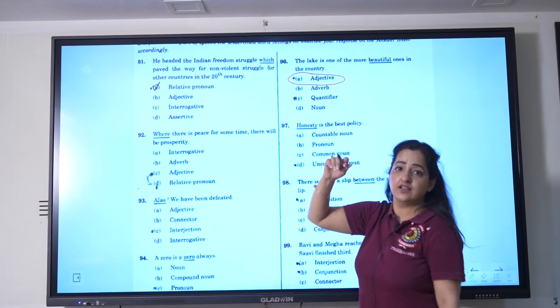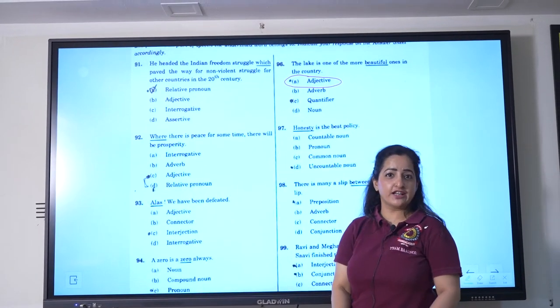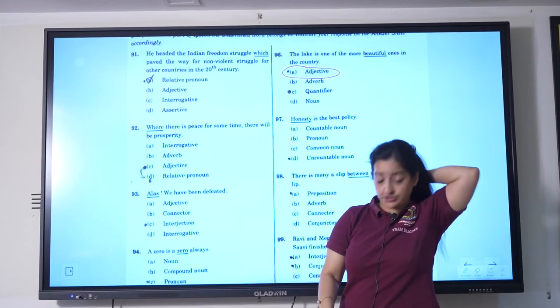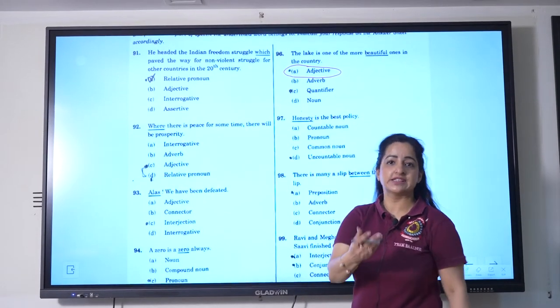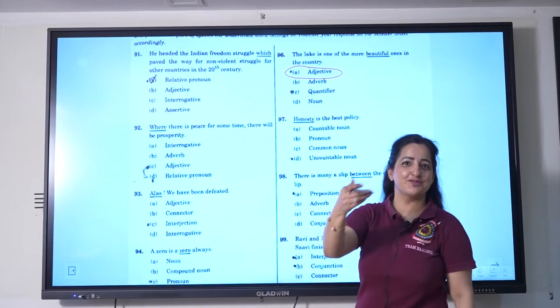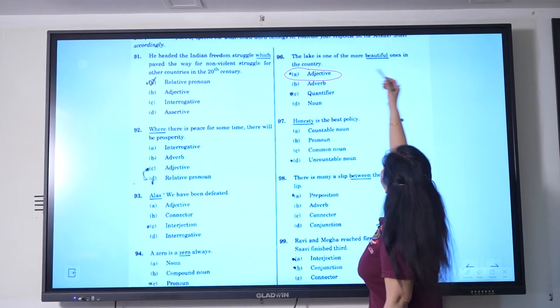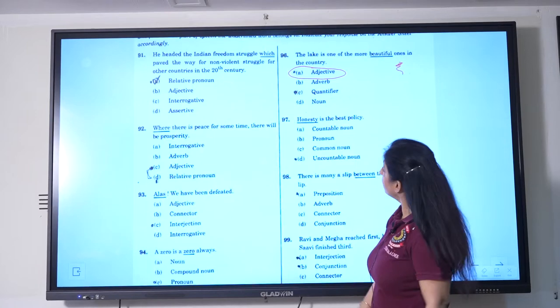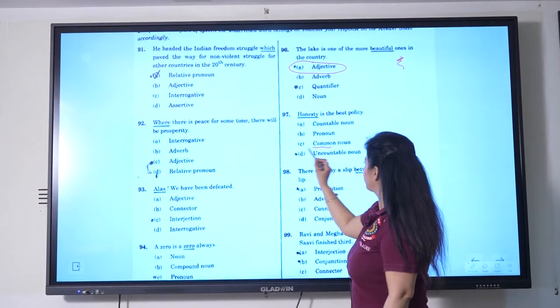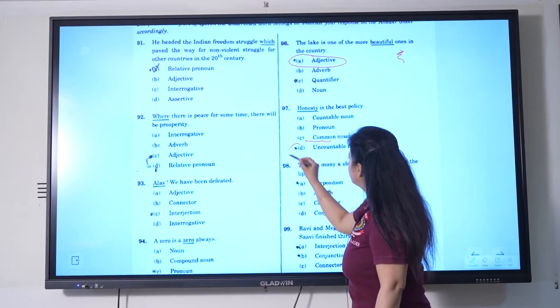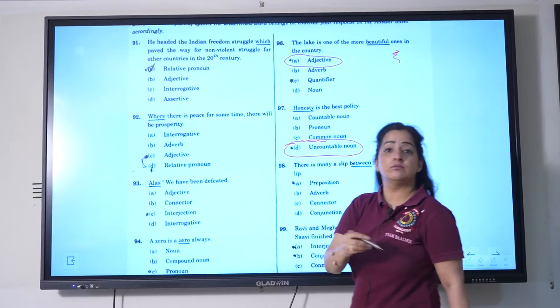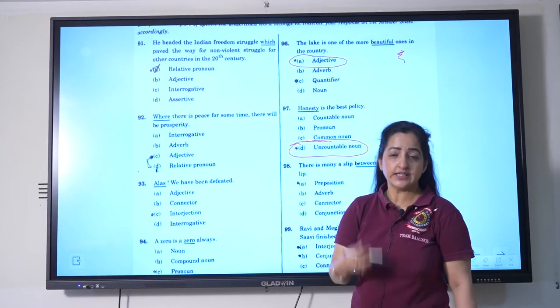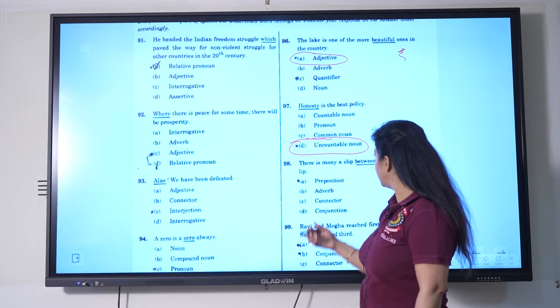Very easy. Even a fifth grader could tell that to you. Beautiful boy, beautiful girl. You don't use beautiful for boys. So beautiful is an adjective. We all know that because it's qualifying the noun. Okay. Then honesty obviously is an uncountable noun. It's an abstract noun, right? So it is therefore uncountable.